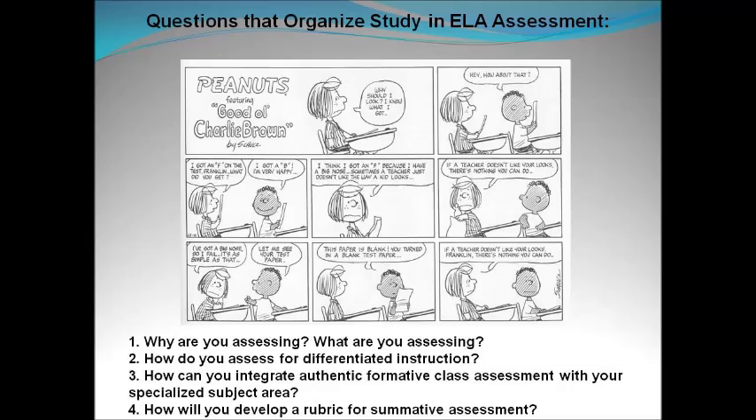Okay? And then a fourth consideration, especially when we move away from formative assessments into summative assessments, is this something that you could do well to organize or develop a summative assessment for, like a rubric? Okay.